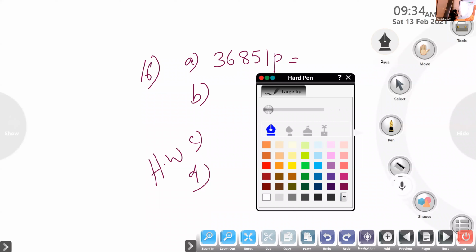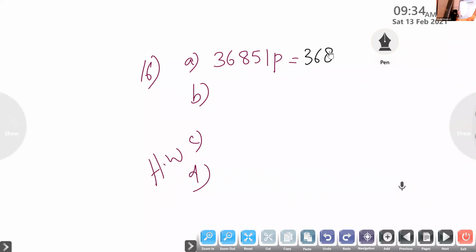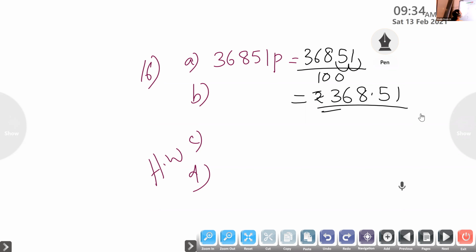So children, how will I write the step here? 368.51. Divide by 100. So what will I do? 1, 2. That means I have rupees 368.51. Put a decimal point from the right side, after 2 digits. So what's the answer of question number B?